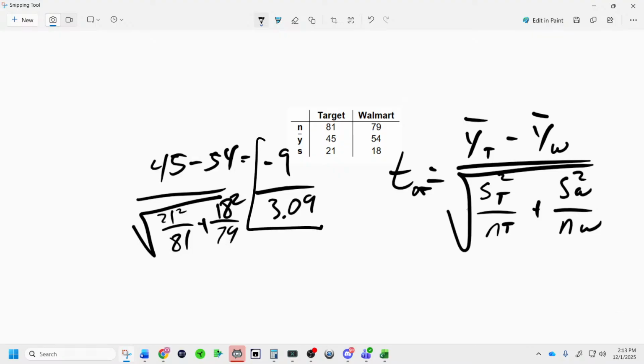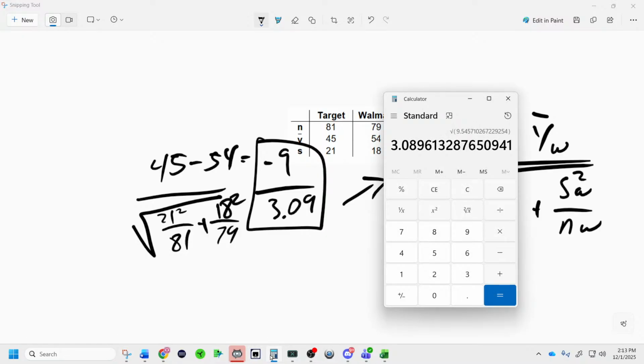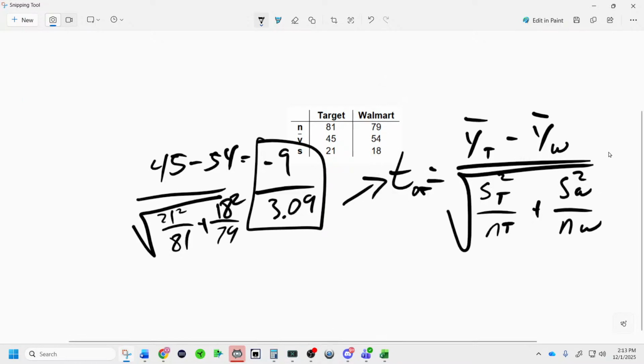And then we're just going to solve this. This will give us the t right here. So that is the t. So the t is about -2.91. So 2.913. So the t is equal to -2.913.